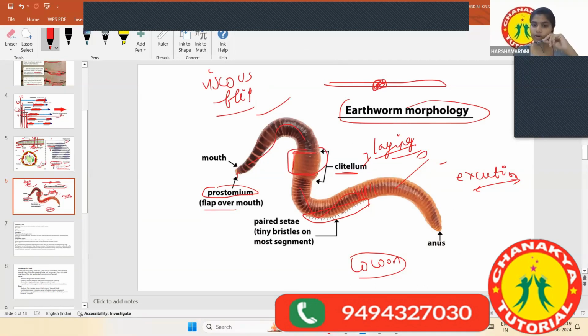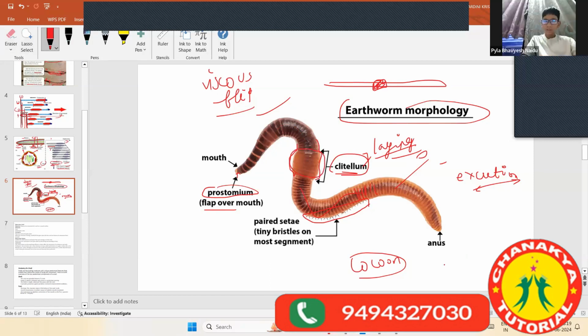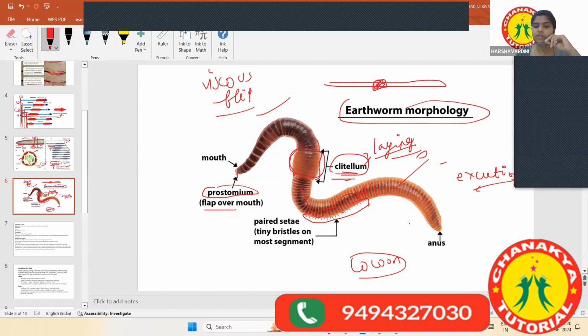So first we were talking about earthworm. We were talking about clitellum. What is the clitellum? You can see very clearly here, it's an extra part that protrudes. Can you see the protruding part? This is the clitellum. What is the help, what help is the clitellum doing?